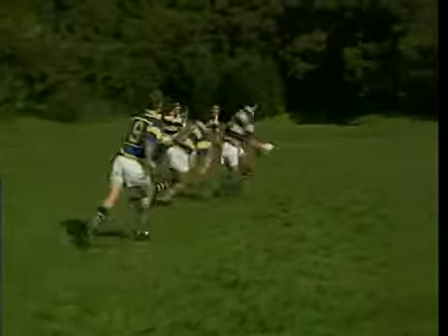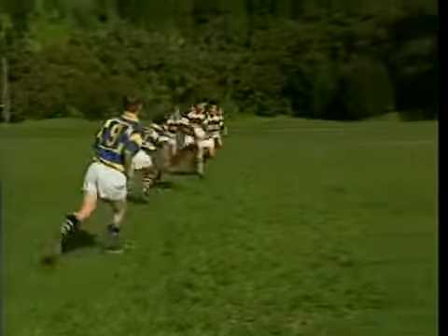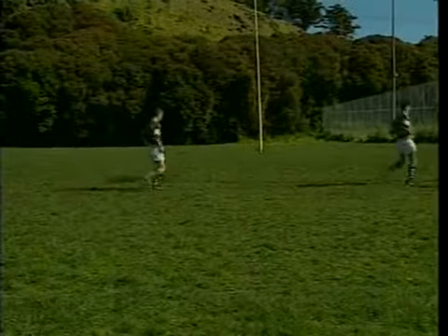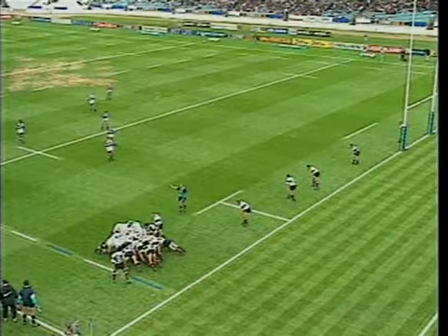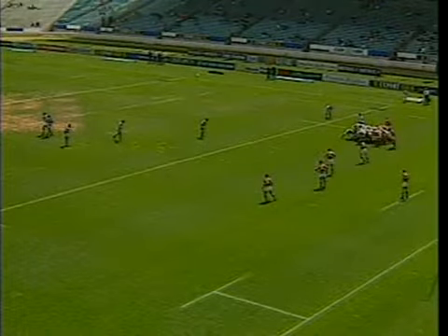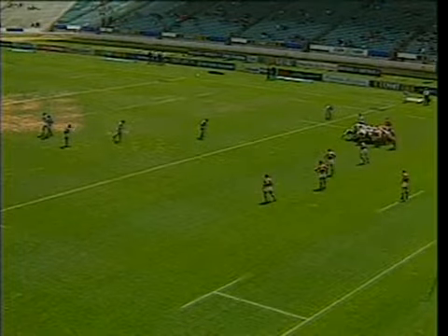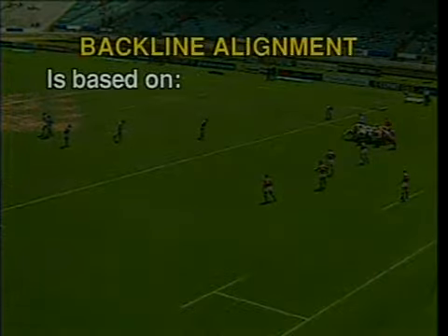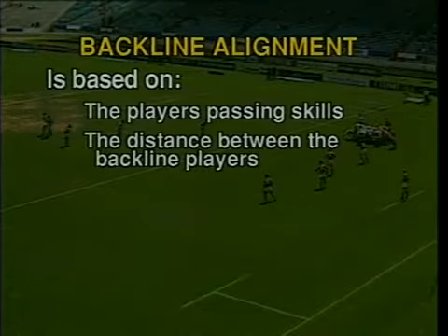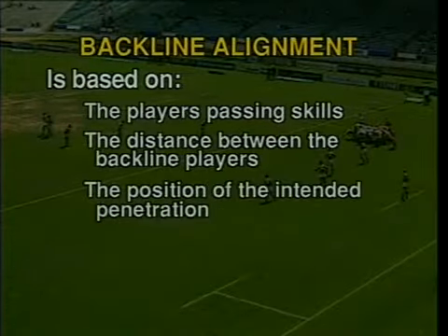The second formation that we've got here is a staircase formation. As you can see, the players are slightly deeper, therefore they must run straighter and a little bit faster before passing. Backline alignment is based on the players' passing skills, the distance between the players, and the position of the intended penetration.